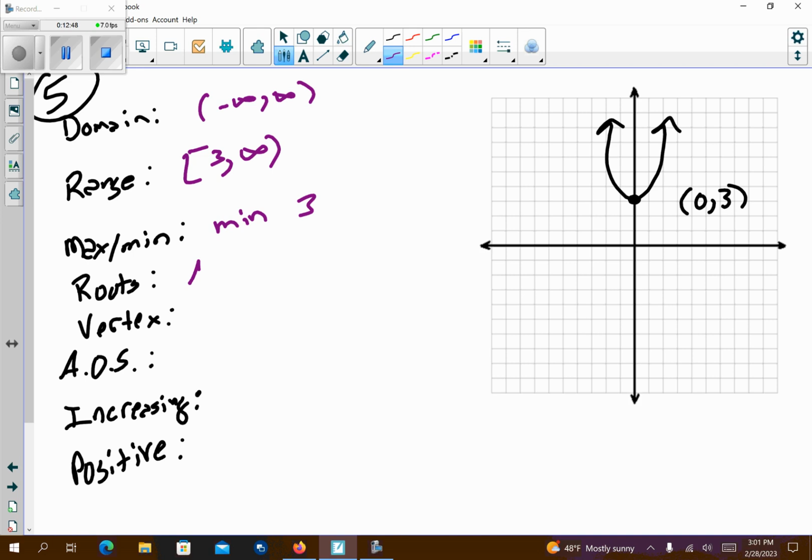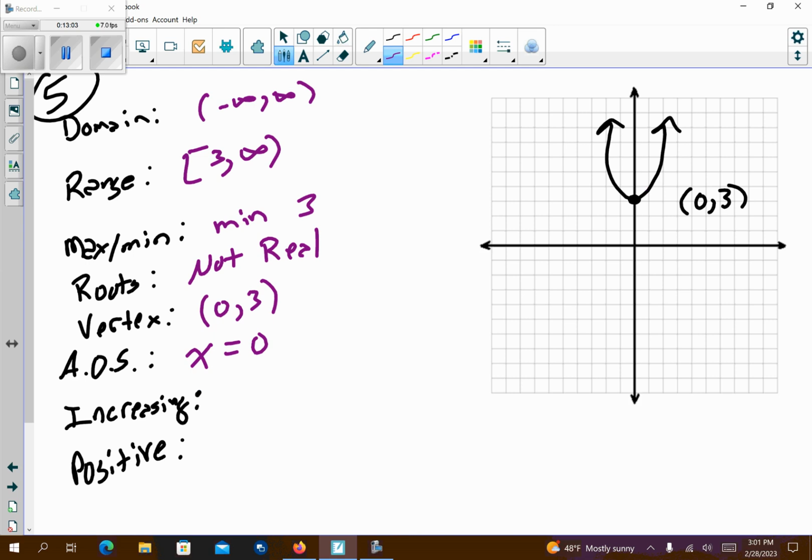Roots, not real. It didn't cross the x-axis at all, so it's not real. It's not part of the real number system. I have a vertex at 0, 3. I have an axis of symmetry, which happens to be x equals 0.